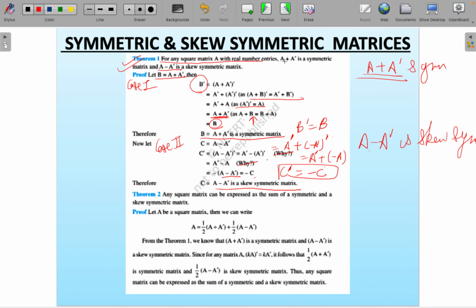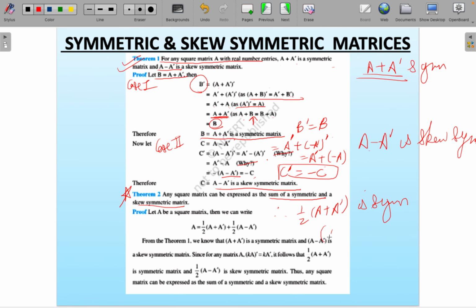यही prove करना था कि for any matrix A, A plus A transpose is symmetric and A minus A transpose is skew symmetric. अब theorem number जो 2 है वो इसी का continuation है. You can express any matrix as sum of symmetric and skew symmetric. So it is continuation of this. Check here, children. We have already proved that A plus A transpose symmetric है. So can I say अगर A plus A transpose symmetric है, so therefore half of A plus A transpose भी symmetric होगा, right? Scalar से multiply करने से कोई फर्क नहीं पड़ता उसकी property में. So this is also symmetric.